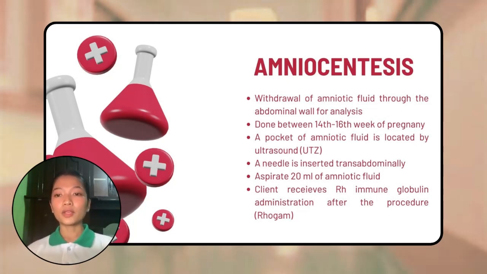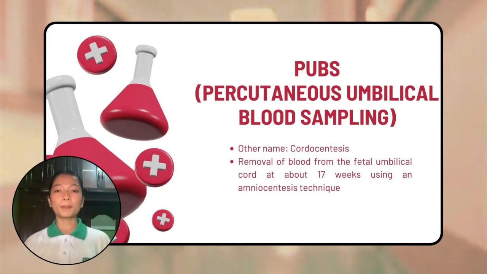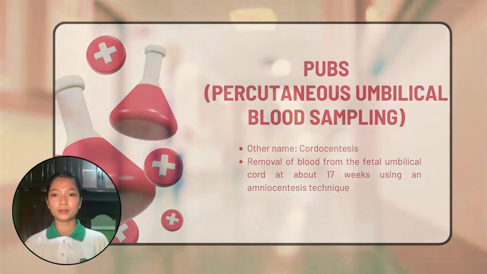The aspirated amniotic fluid will be used to determine abnormalities and disorders, and after that, the doctor will be giving RH immunoglobulin or RhoGAM to prevent RH sensitization. The next one is PUBS, or percutaneous umbilical blood sampling. It is also called cordocentesis. This is the aspiration of blood from the umbilical cord, and usually, they are doing this together with amniocentesis. This is also used to determine abnormalities, and it is being done at 17 weeks.